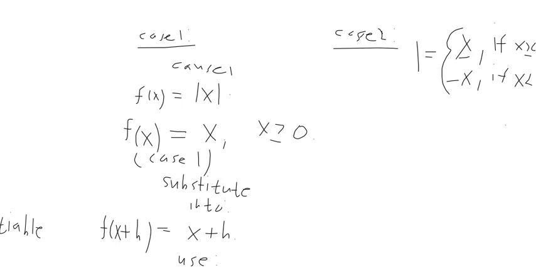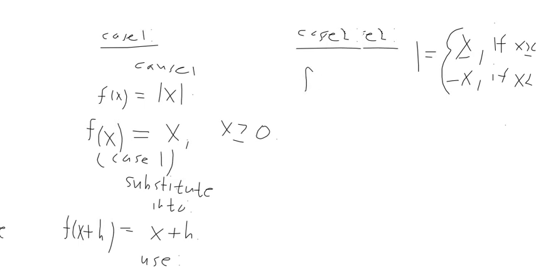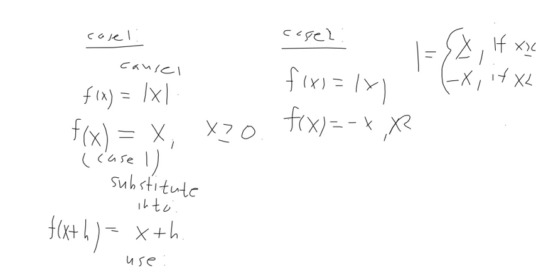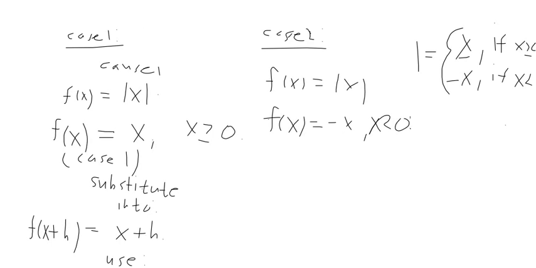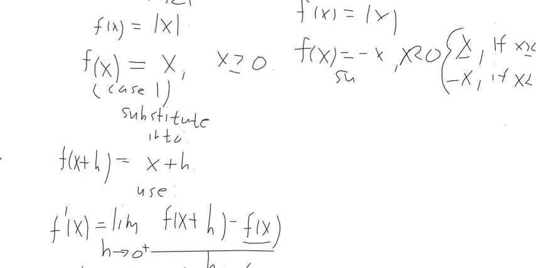Now case 2, I'm going to set up f of x equals absolute value of x. This is when we have to deal with f of x equaling the negative branch of x, where x is less than 0. Okay. So now we're going to substitute into our guy over here, right?